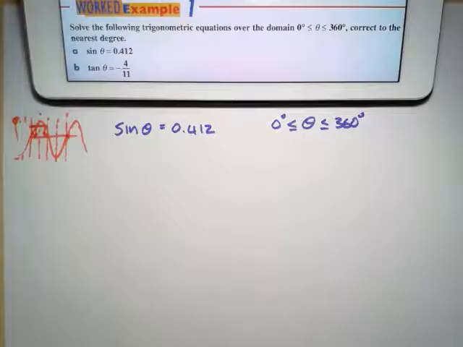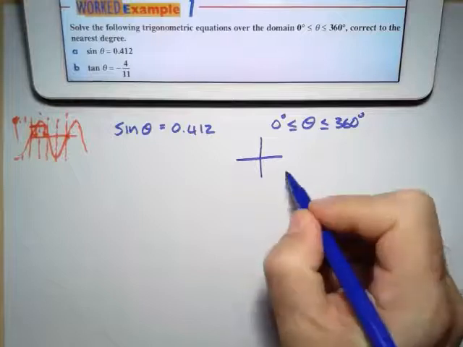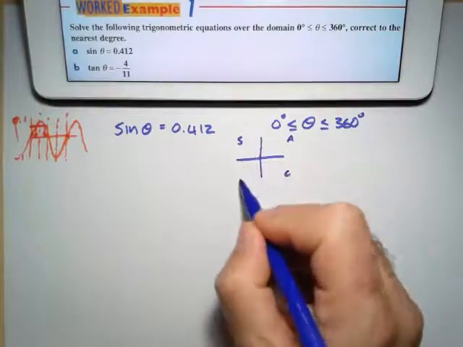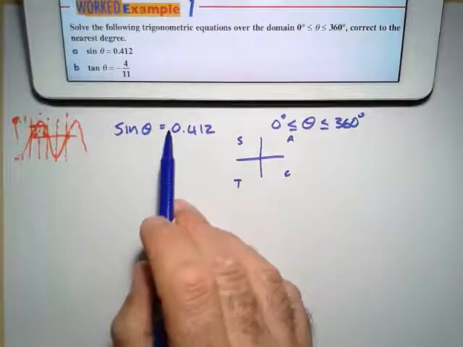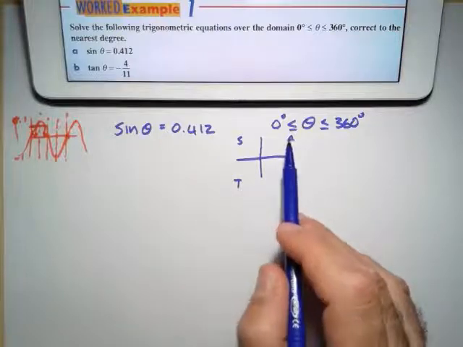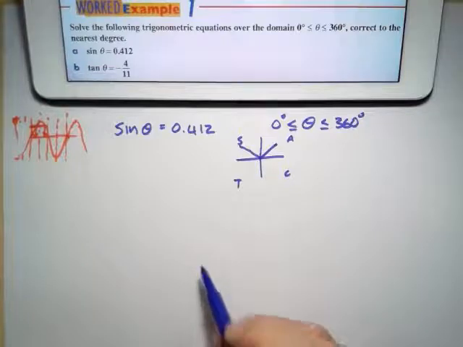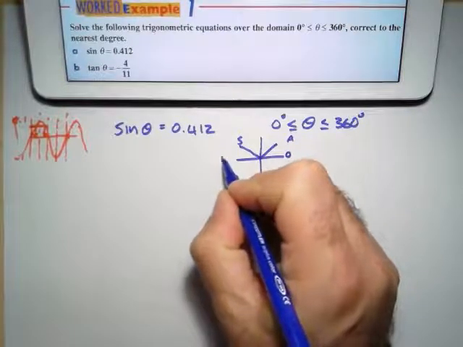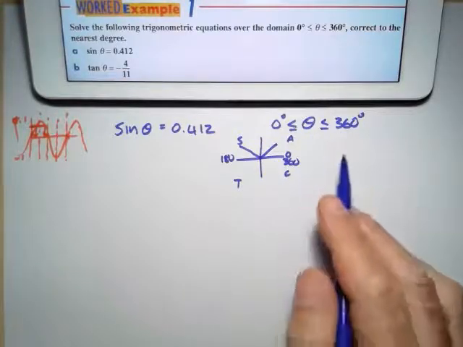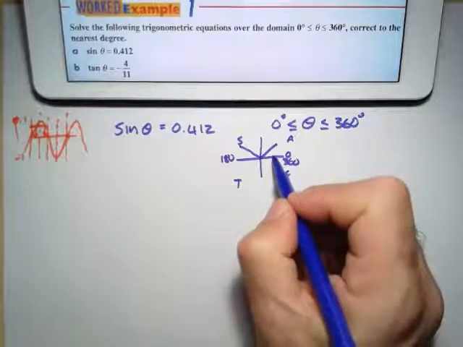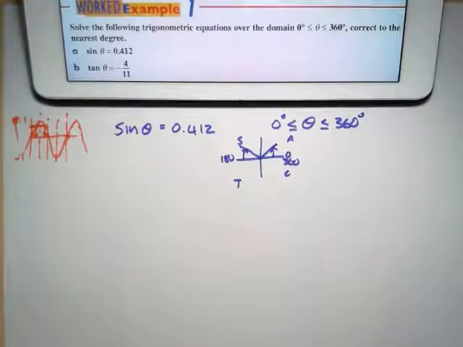This is how you need to do it in the exam. The first thing that you always do is draw my CAST diagram. I look at the sine of theta being positive. Everything is positive in the first quadrant, and sine is also positive in the second quadrant. I'm going to say this is 0, 180, 360, because they give me the angles in degrees, not in radians. So this will be the first angle, and that will be the second angle, always working from my x-axis.